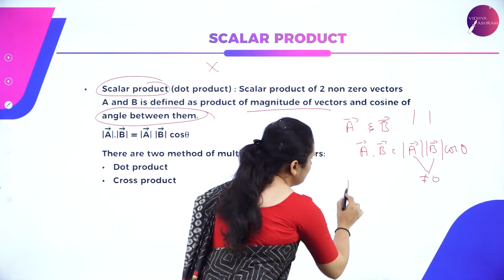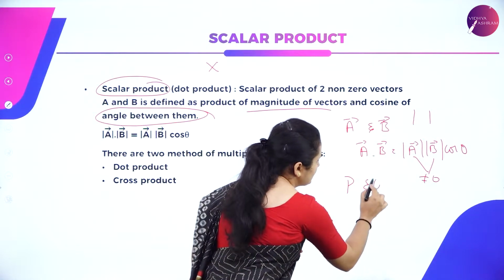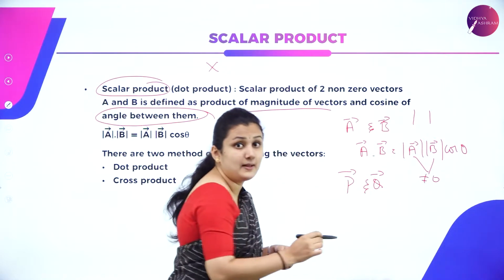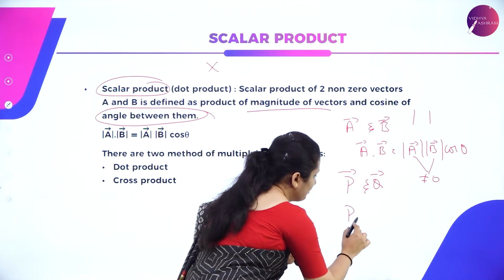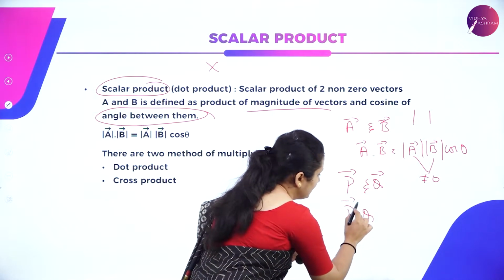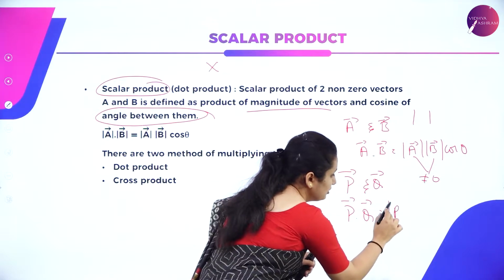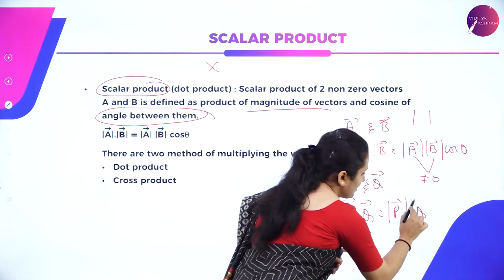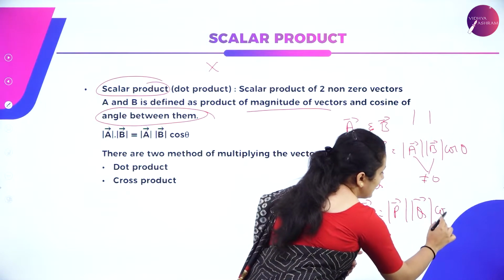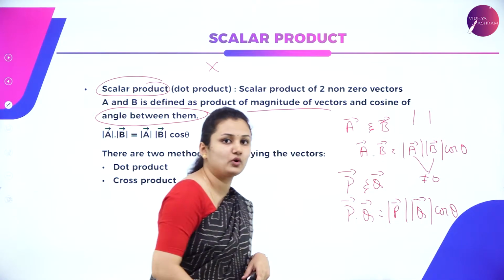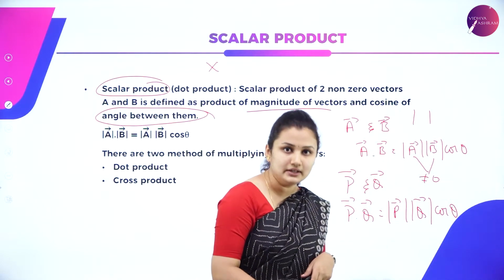Suppose we have P and Q as two vectors. The dot product of the two vectors, P dot Q, is equal to the magnitude of P times the magnitude of Q times the cosine of the angle between them.